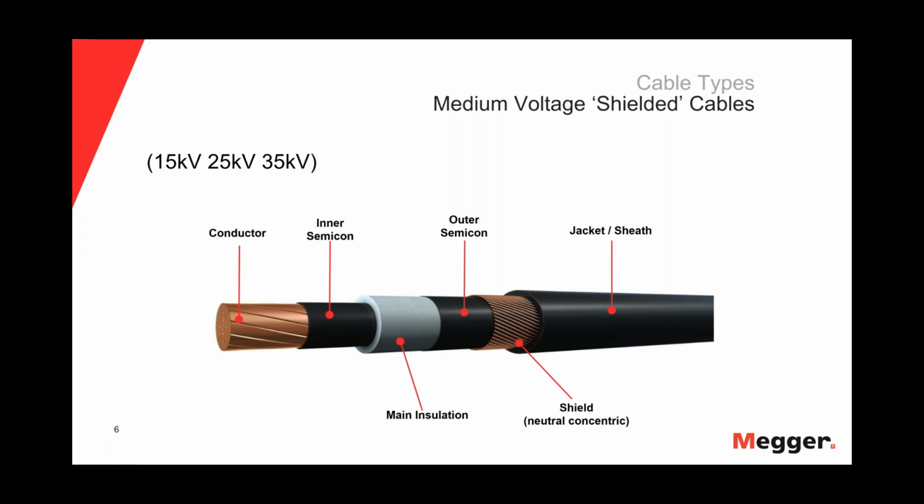If we go through the cable itself, we have a conductor, copper or aluminum, covered by an inner semicon, and then we have the main insulation. The insulation could be EPR or XLPE. Those would be the common extruded insulations that we would see today, followed by an outer semicon, and then of course the shield, the neutral concentric itself, and then the jacket.